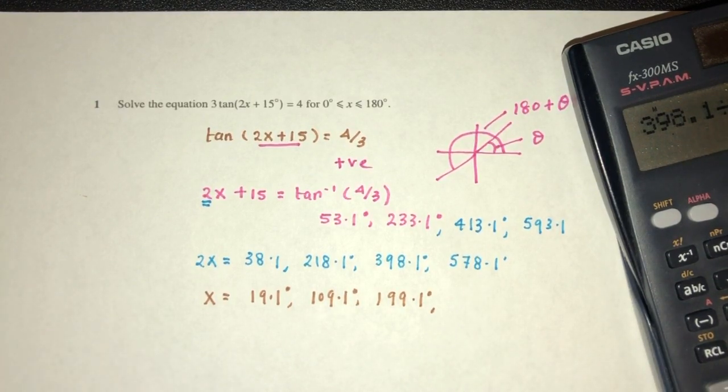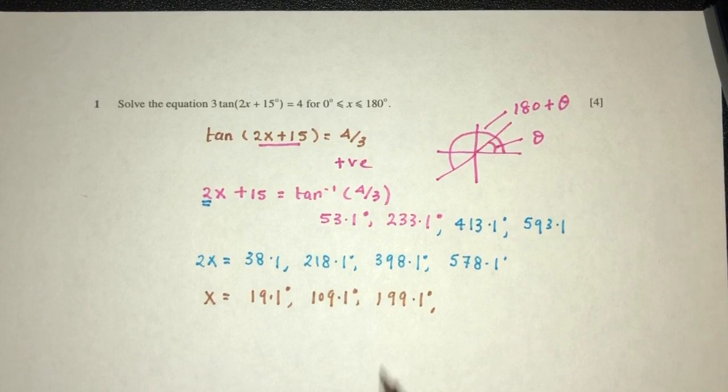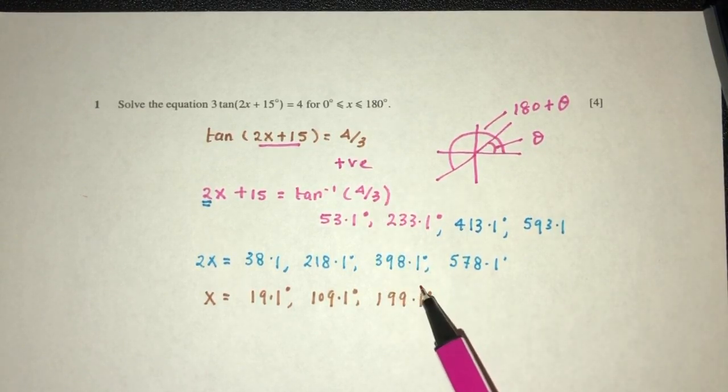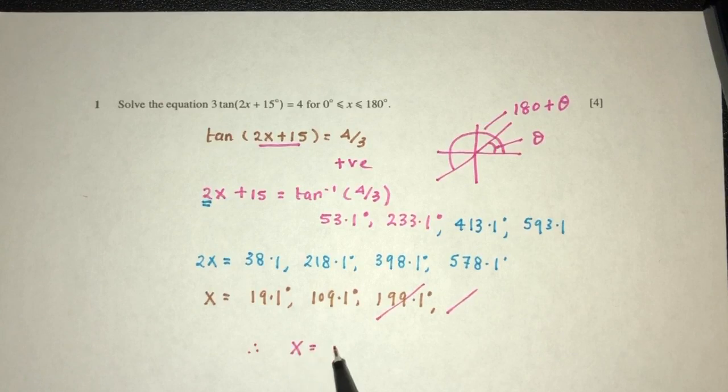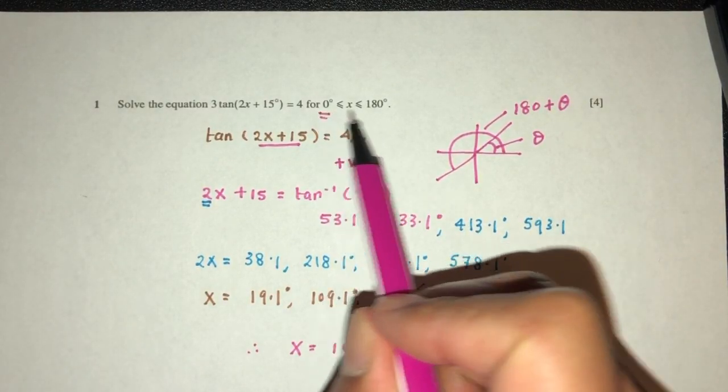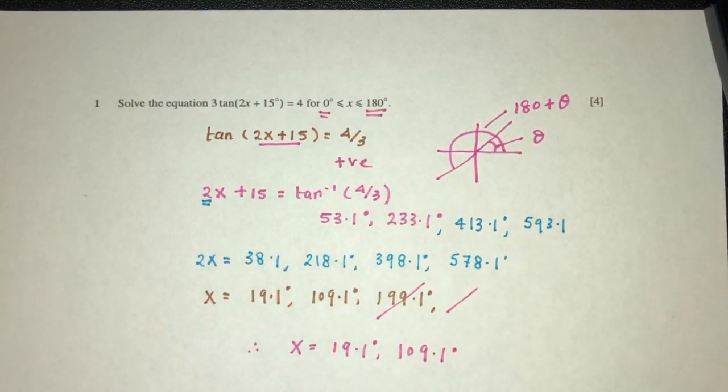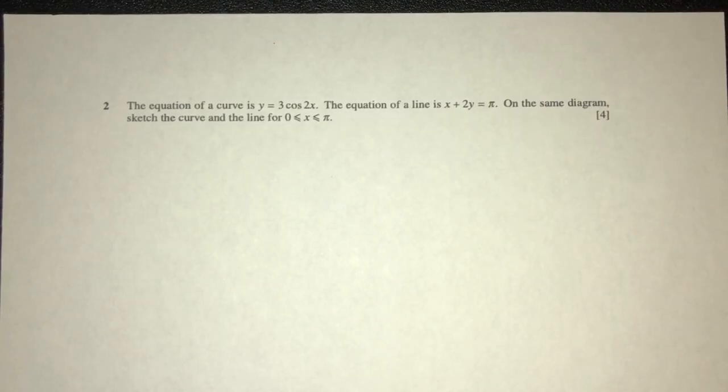Again, it is only to test if we have any values in that range. However, this is just too much. We don't need these two. We just need the two values that we had initially, which is 19.1 for x and 109.1 for x. X is only between the value of 0 and 180. That is your question in relation to trigonometry. Let's move on to the next question.